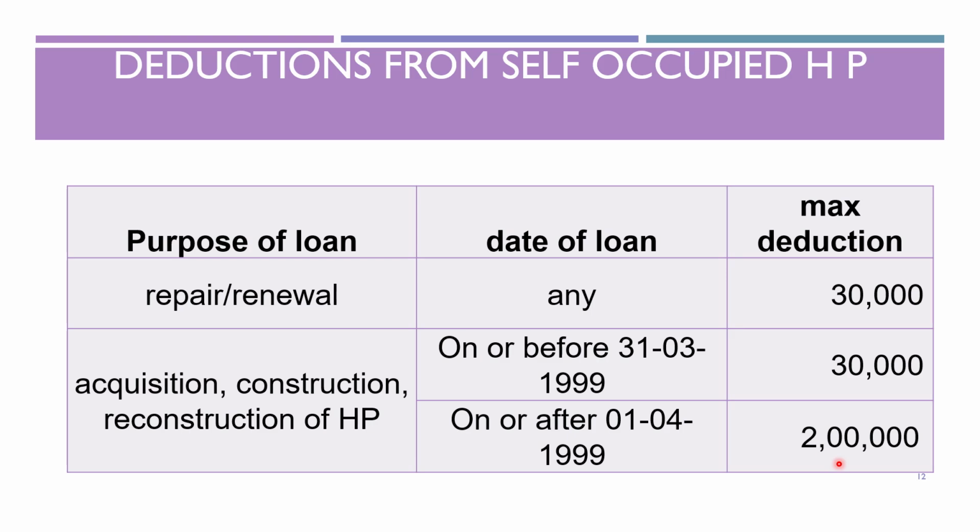As of now, most of the house properties are considered under this only. Okay. If you have taken a loan for construction, acquisition or reconstruction, as of now, and used for self-occupancy, the maximum amount of interest you can claim is 2 lakhs. The earlier limit will not be applicable because this is a very old date. If it is used for any repair or renewal of your house property, then the maximum amount of interest you can claim is 30,000. This limit is per annum, okay, not the entire interest, it is per annum.